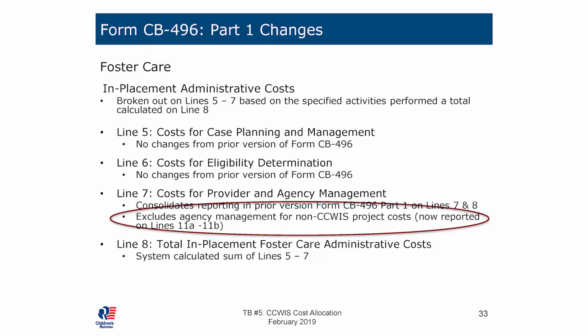In a moment, we'll show you exactly where those costs are to be reported, but I realize that for many of you who work on a quarterly basis with assembling your Form CB-496, it's very important to realize that if your state or tribe has a non-CCWIS project, or had a non-CCWIS project in the past, and costs are continuing to be reported either on a current quarter or prior quarter basis or for next quarter estimate purposes, that you do not include those costs as part of foster care in-placement administration.